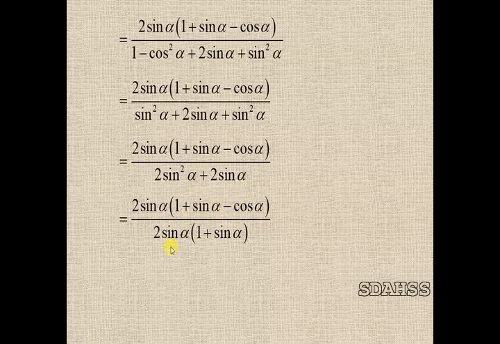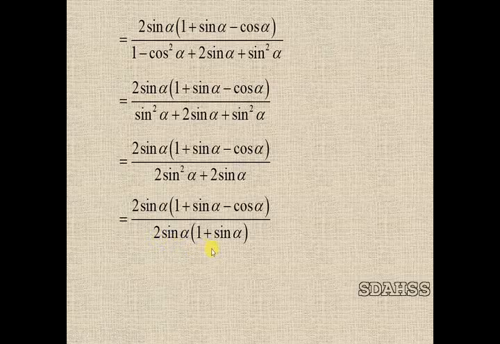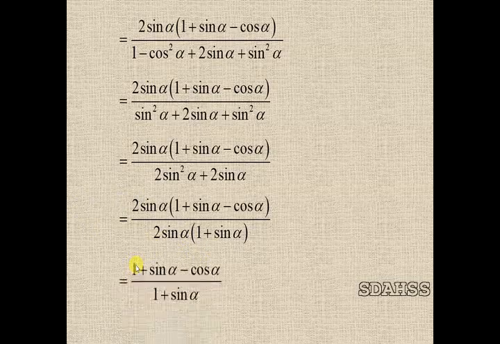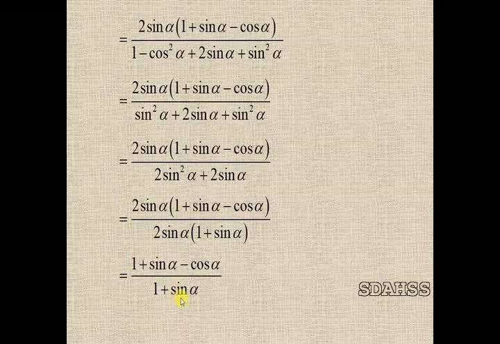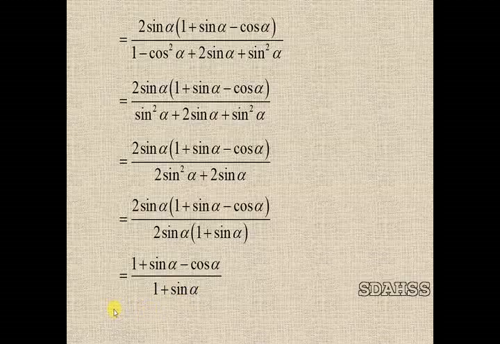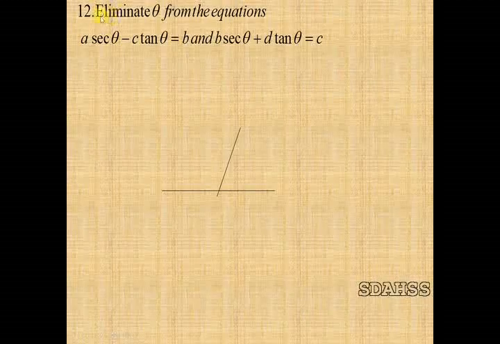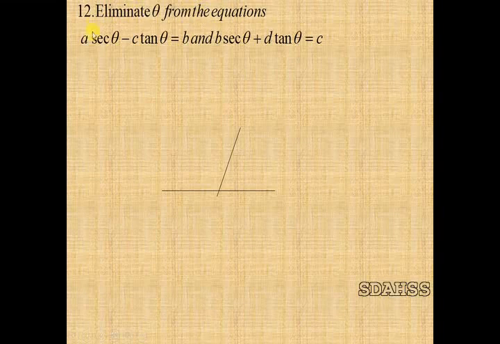In the denominator 2 sin alpha is common, so take it outside. So this becomes 2 sin alpha into 1 plus sin alpha. Now 2 sin alpha cancels, so you have 1 plus sin alpha minus cos alpha divided by 1 plus sin alpha. Hence proved. 12th sum, eliminate theta from the equations.